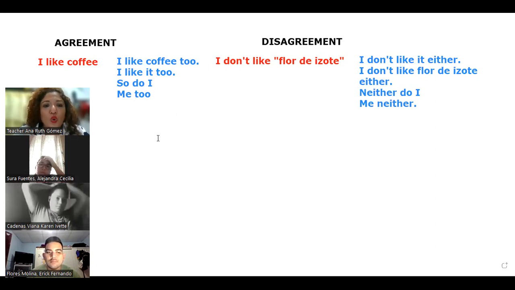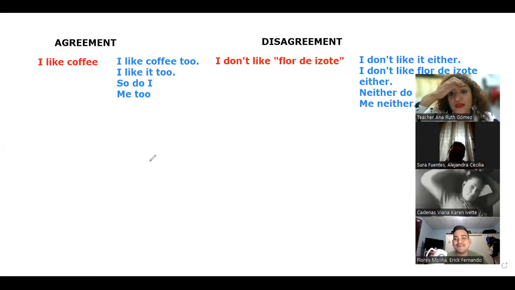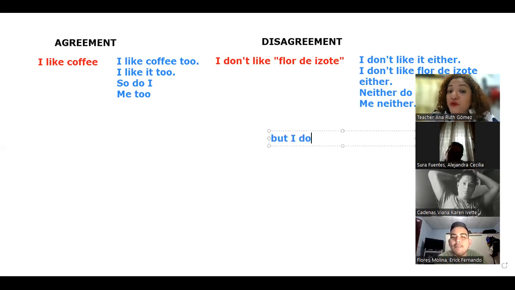Okay, what about if you want to oppose the idea? For example, Eric says, I like flor de isote, teacher. So in your case, Eric, you're going to say, I like flor de isote. And I'm going to say, I don't like flor de isote. And in your case, you will say, but I do. Okay.